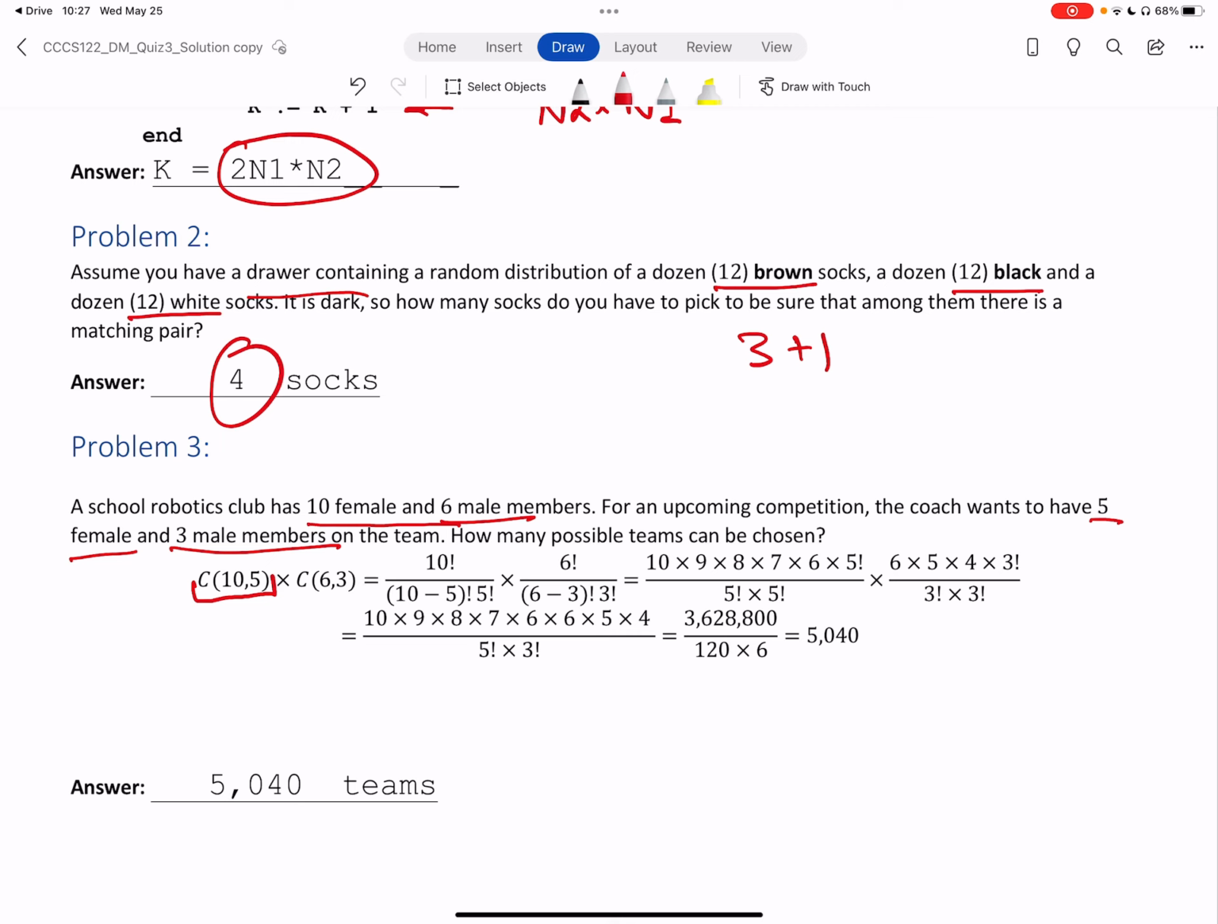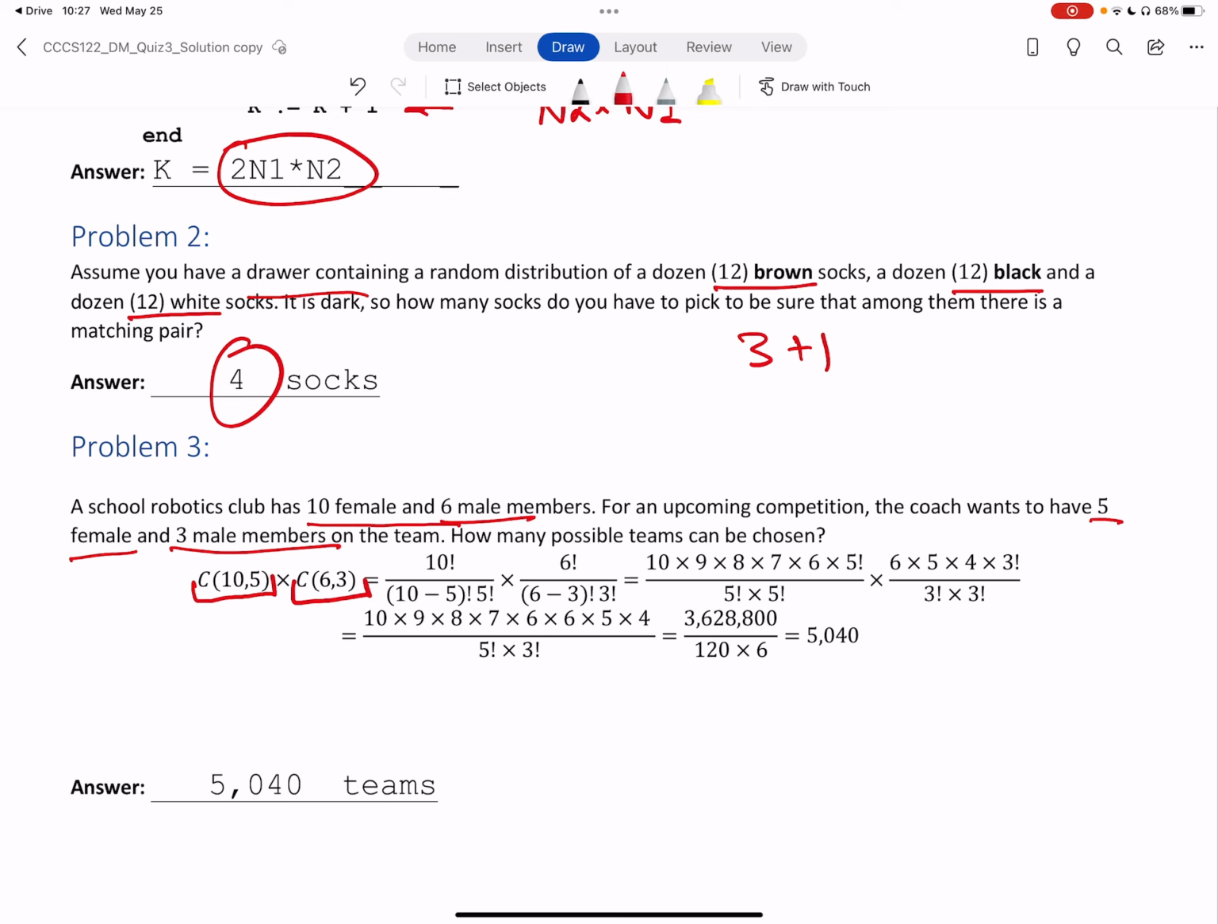And how many ways are there to pick 3 members out of a group of 6? Okay, so a small mistake, I'll fix that. How many ways are there to pick 3 members out of 6 male members? And the answer is C(6,3). Yeah, so that's right, actually. I thought I made a mistake, but I didn't.